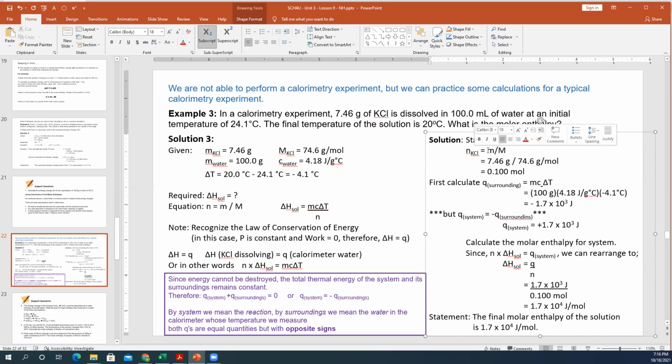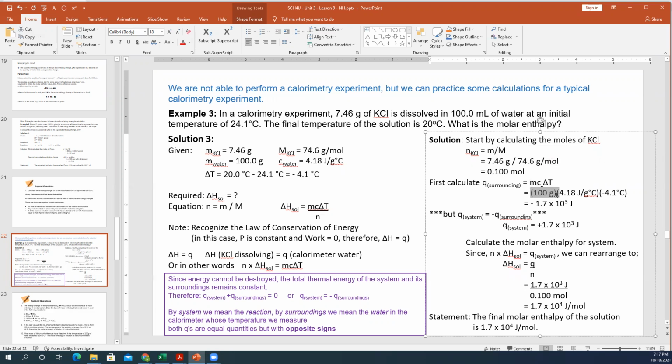So using the relationship mass divided by molar mass, we know that we have 7.46 grams divided by 74.6 grams per mole is equal to 0.1 moles. Now, first, we are going to calculate the Q of the surroundings, the Q of the water. And the Q of the water, the equation is mc delta T.